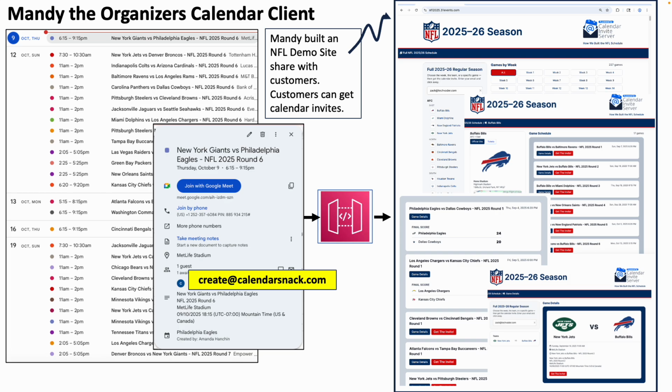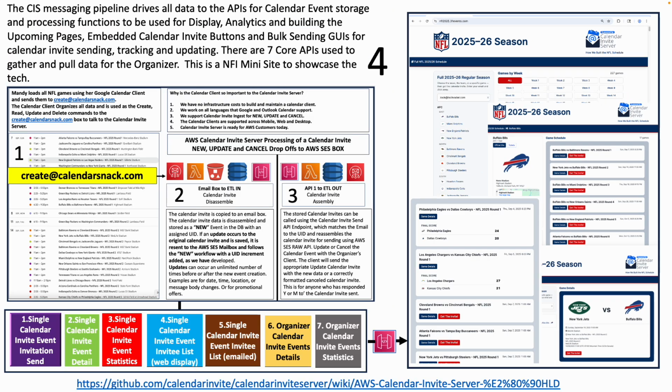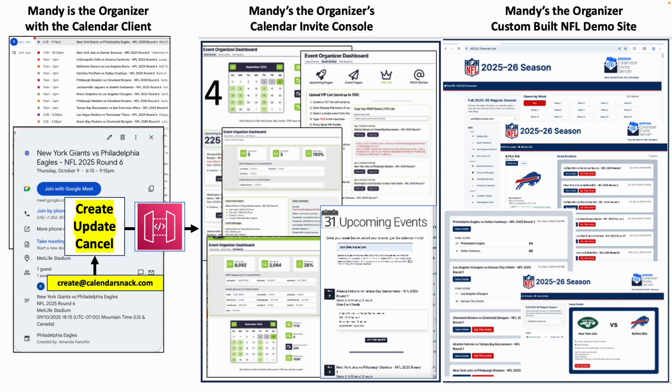And it's the same data set because under her organizer, we're storing all the organizer calendar invite data disassembled in S3, and then at a component layer, it's stored into DynamoDB and ready for API recall using the AWS Simple Email Service raw API. So that's how that is built and constructed. When you look at both of these consoles, the calendar invite console and this custom mini site which Mandy built, she's the organizer of all this data.